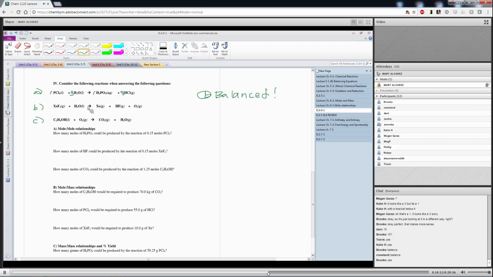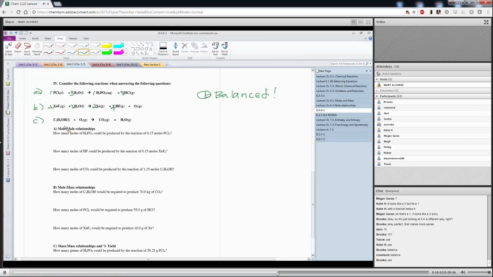Okay. Next one, XeF2 plus water makes Xe and HF and O2. Let's see, I've got 1 xenon, 2 fluorines. I'm going to need 2 fluorines here. And I've got 2 oxygens on the right, so I'm going to need 2 hydrogens on the left. Or sorry, 2 waters. Oh, that gives me 4 hydrogens. I better have a 4 HF to make that work, and a 2 and a 2. 2, 2, 2, 4, 1. Does that work? 2 xenons, 4 fluorines, 4 hydrogens, 2 oxygens. I think that works. Let me know if you guys don't see that.